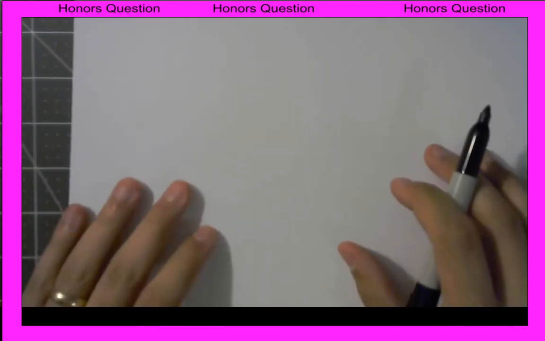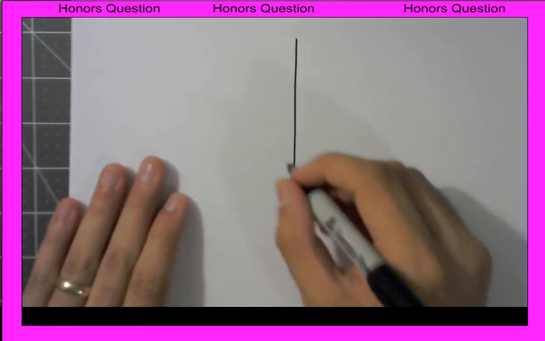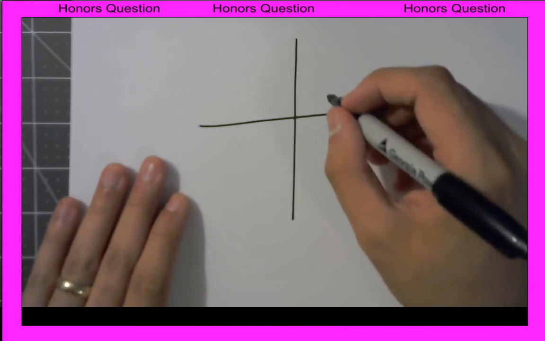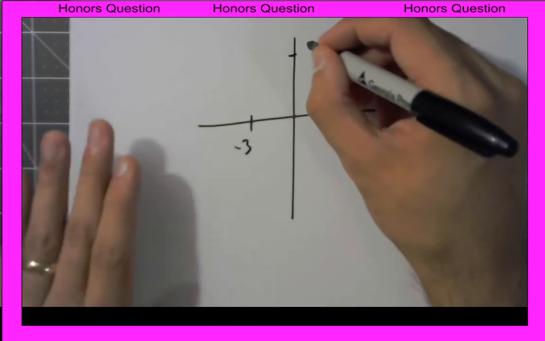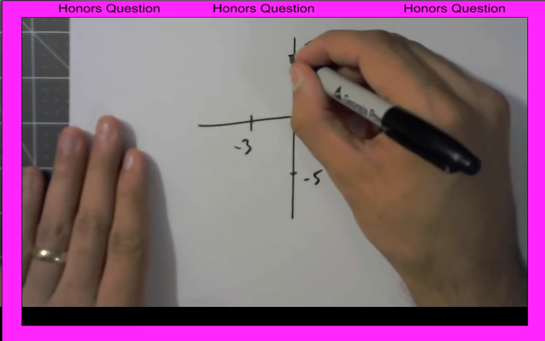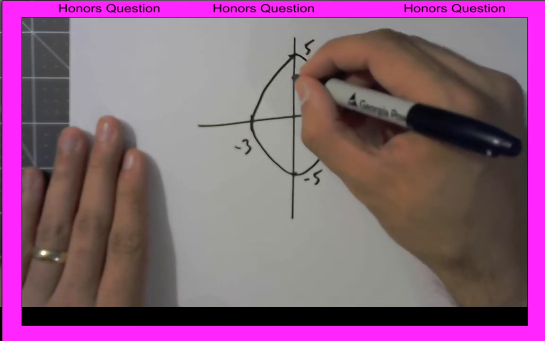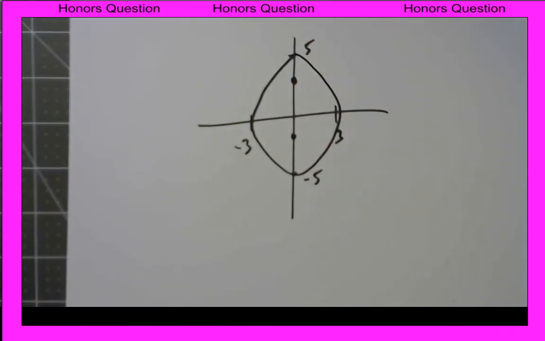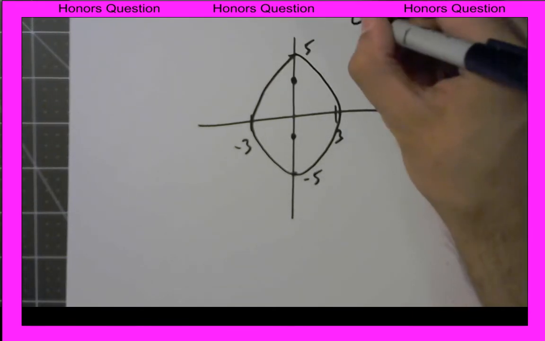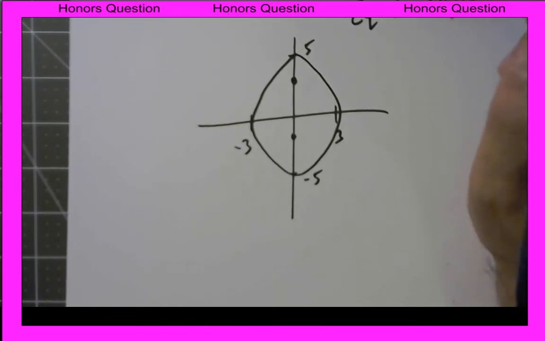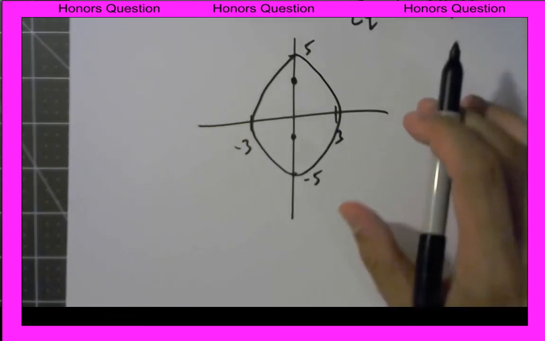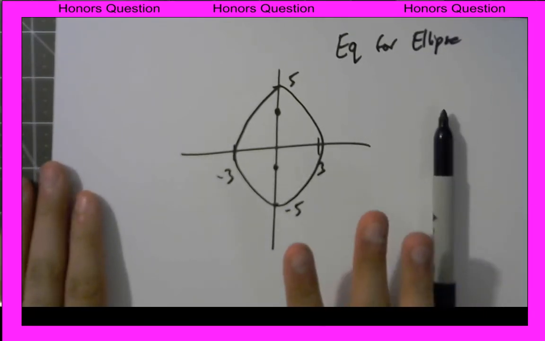So let me put the honors banner back up. All right, conic sections. I'm going to do a quick ellipse problem. Something like, how about here and here? Let's say it's -3, +3. Let's say it's 5 and -5. And so we have some kind of ellipse that goes like this, but its foci are up here. All right, once again, this is honors. Find the equation for this ellipse. I think this will work. I have not checked.